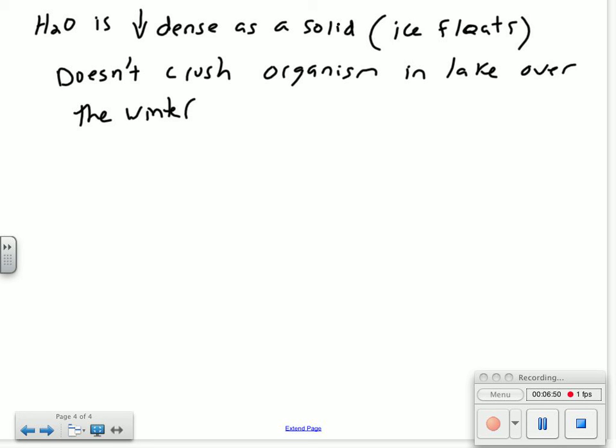So water is less dense as a solid than as a liquid. So what that allows it to do is float in the winter. So all the fish and the frogs and the turtles living below, well, mostly the fish, are not going to be crushed by the ice. So those are the properties of water that are important for living things.